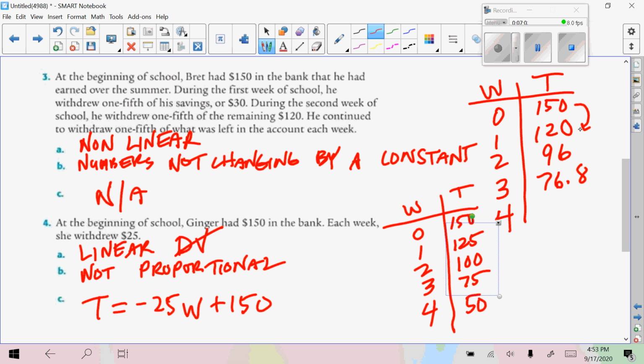And so don't even worry about writing the equation. We don't know how to do that yet. Number 4, you should have noticed that it's linear. It doesn't start at 0, 0 though, so it's not a direct variation. It's not proportional. And the equation has a negative in it because you're withdrawing. I hope you guys realize that withdrawing is taking away. All right, let's move on to the next page.